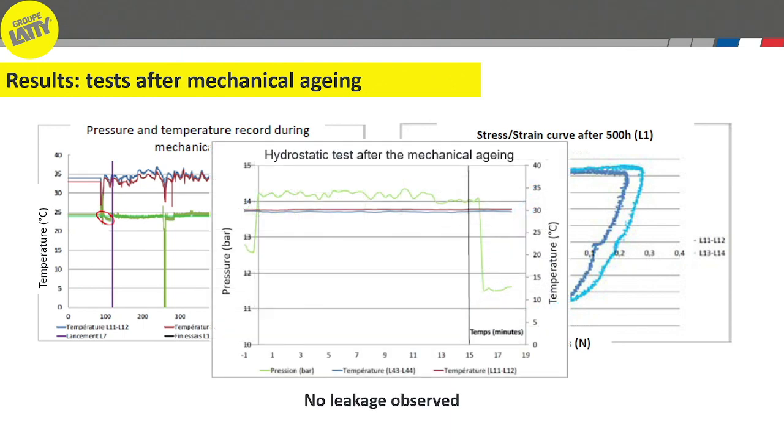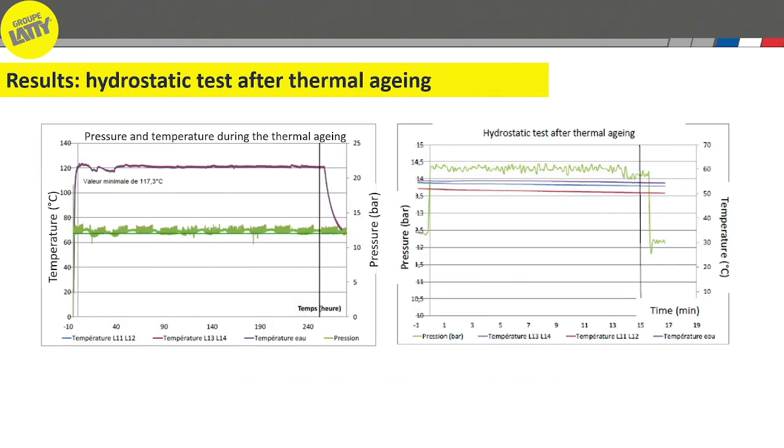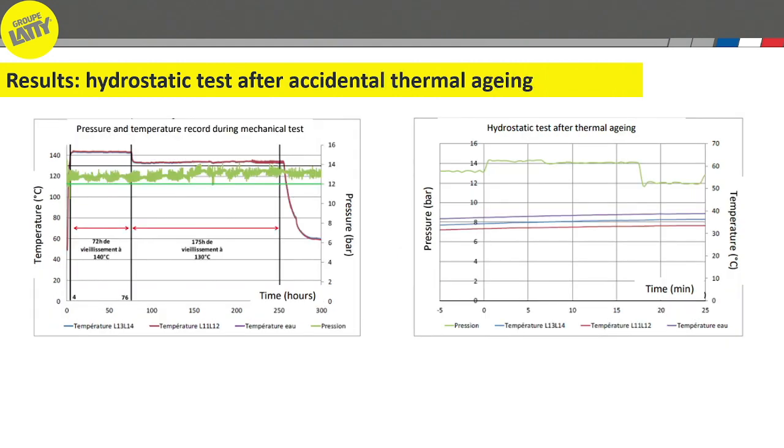After this, hydrostatic tests were made at a pressure of 14 bars during 15 minutes, and the results showed that no leakage was observed, or the leakage was nil. After that, we moved to the thermal aging, and we made the hydrostatic test in the same manner, and no leakage was observed. We did the same with the accidental thermal aging. Here we have the recorded parameters and the hydrostatic test, and here also no leakage was observed.